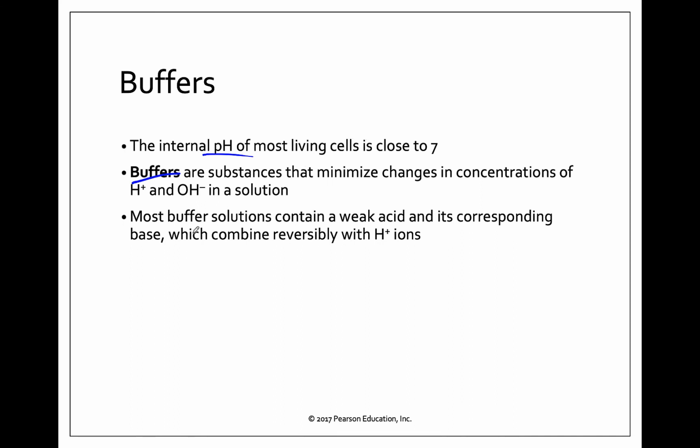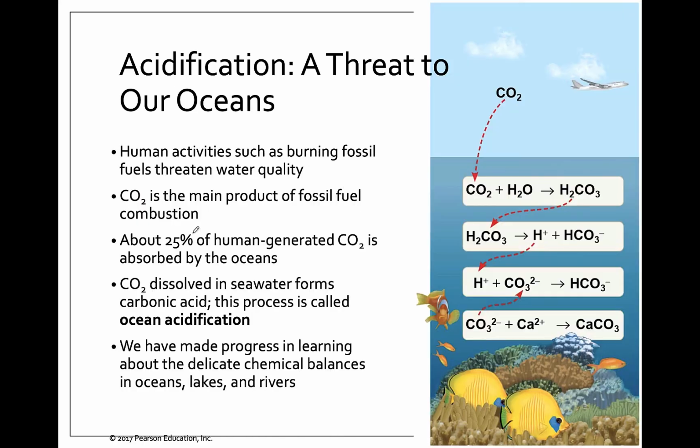So a buffer is a substance that can either provide hydrogen ions if there's not enough, or it can provide hydroxide ions if there's too many hydrogens. And so a buffer has the ability to go both ways. So the buffer can either make something slightly more acidic, or it can make something slightly more basic, depending on whether the solution is too acidic or too basic.